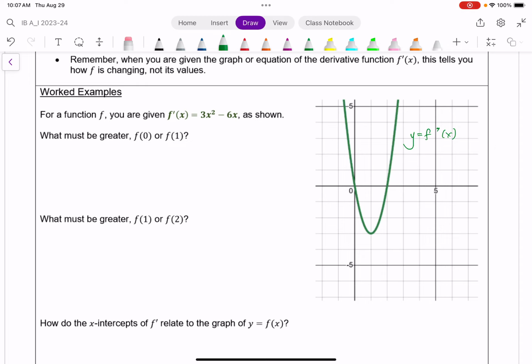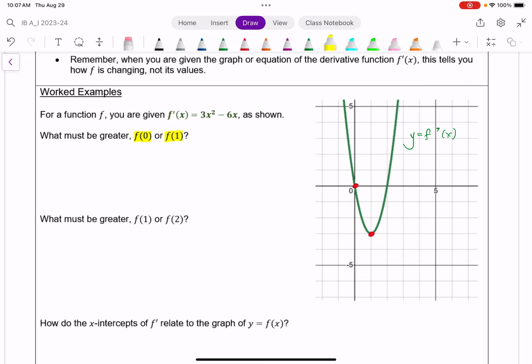And so what it says here, what must be greater, f at 0 or f at 1? So if I look at my graph, when x is 0, this derivative is at 0. When x is 1, this derivative, that's at 2. The derivative is down here. But again, I'm not asking what's greater on this graph when x is 0 and x is 1. This is the graph of the derivative. I'm asking about the actual function, f, not f prime.